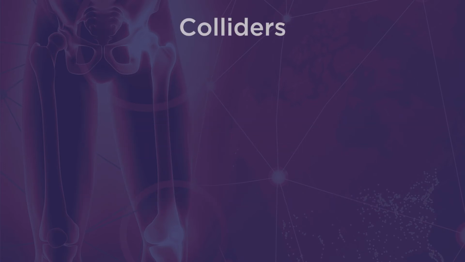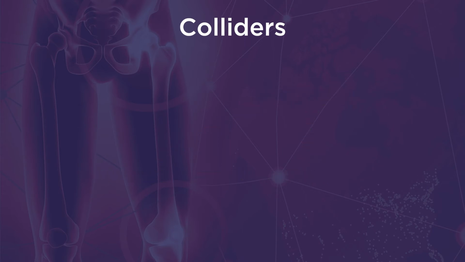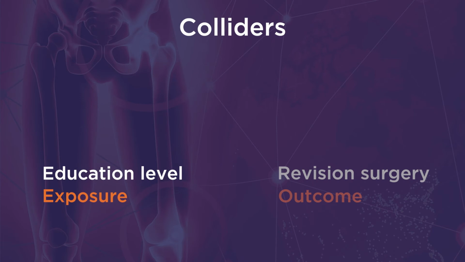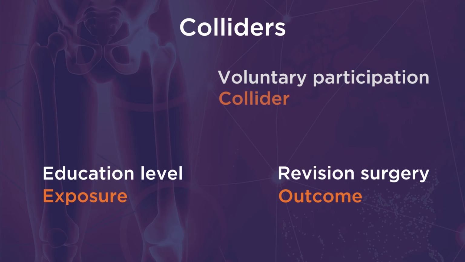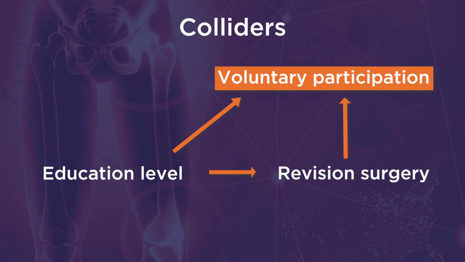A collider variable is a common effect of both the exposure and the outcome. It is associated with the exposure and the outcome, and it occurs after both. For example, consider a survey-based study examining education level as the exposure and revision surgery as the outcome. A possible collider is voluntary participation. Patients with higher education are more likely to participate, whereas those who had revision surgery may be less likely to return the survey, and selection into the study occurs after possible revision surgery. Adjusting for a collider will introduce collider bias.